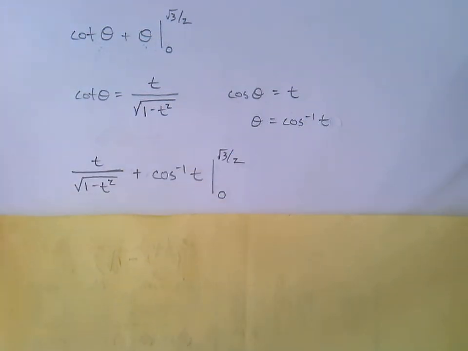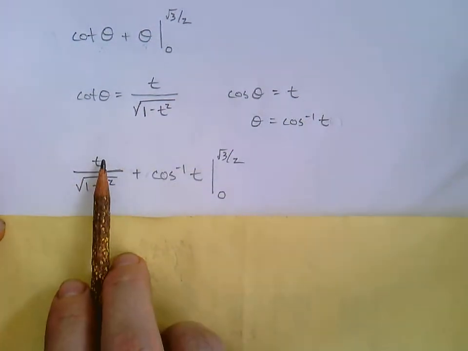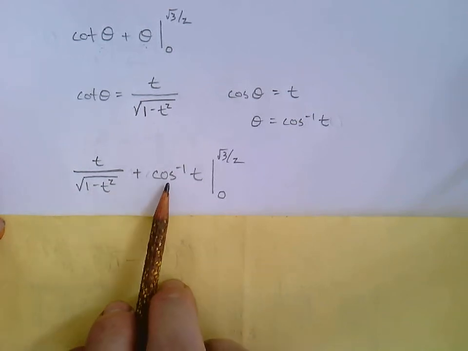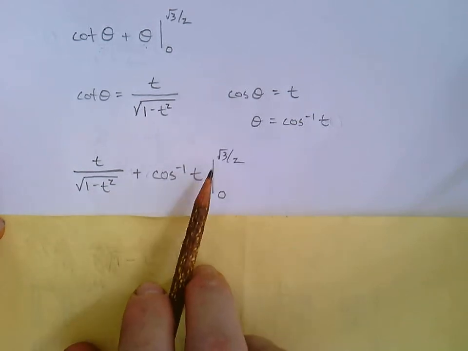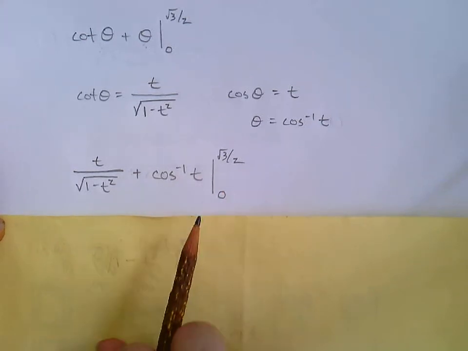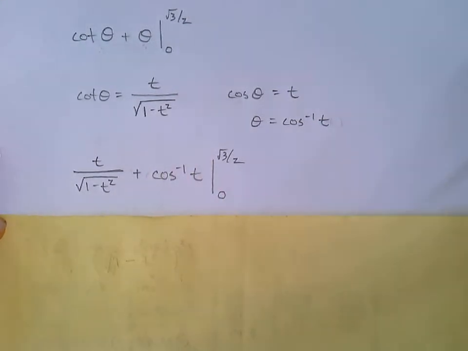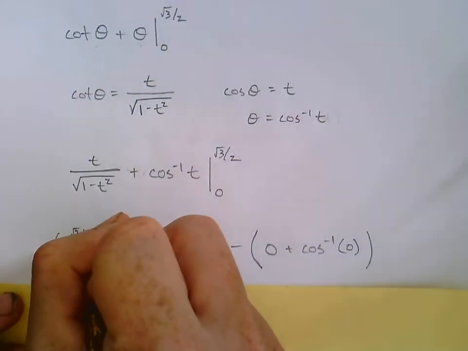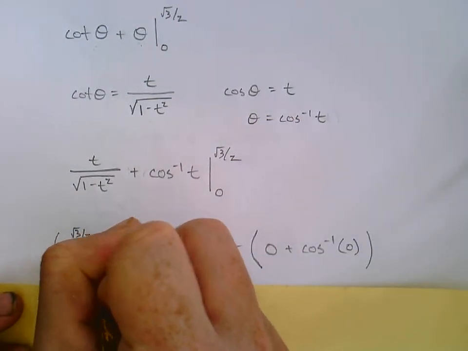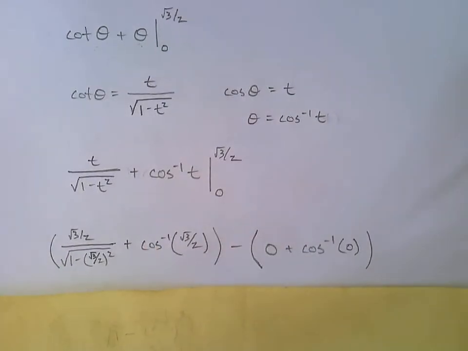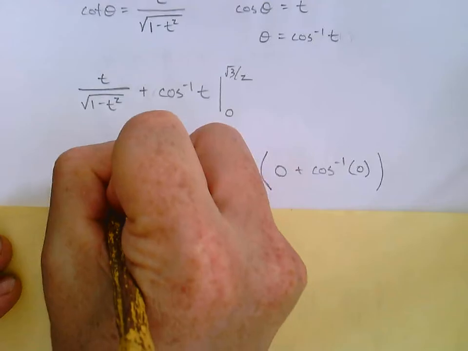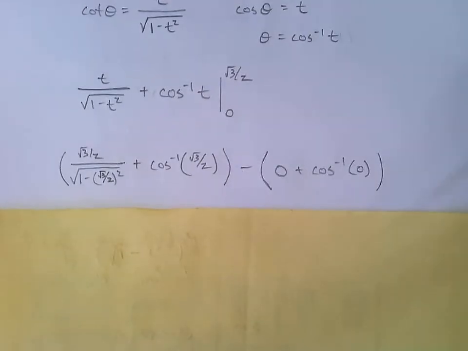Okay, so now we have t over square root 1 minus t squared, plus inverse cosine t, going from 0 to root 3 over 2. And now we get to plug these numbers in. I've done that here. Sorry, it gets a little bit small, fractions within fractions and all that. Turns out this whole thing cleans up fairly well.